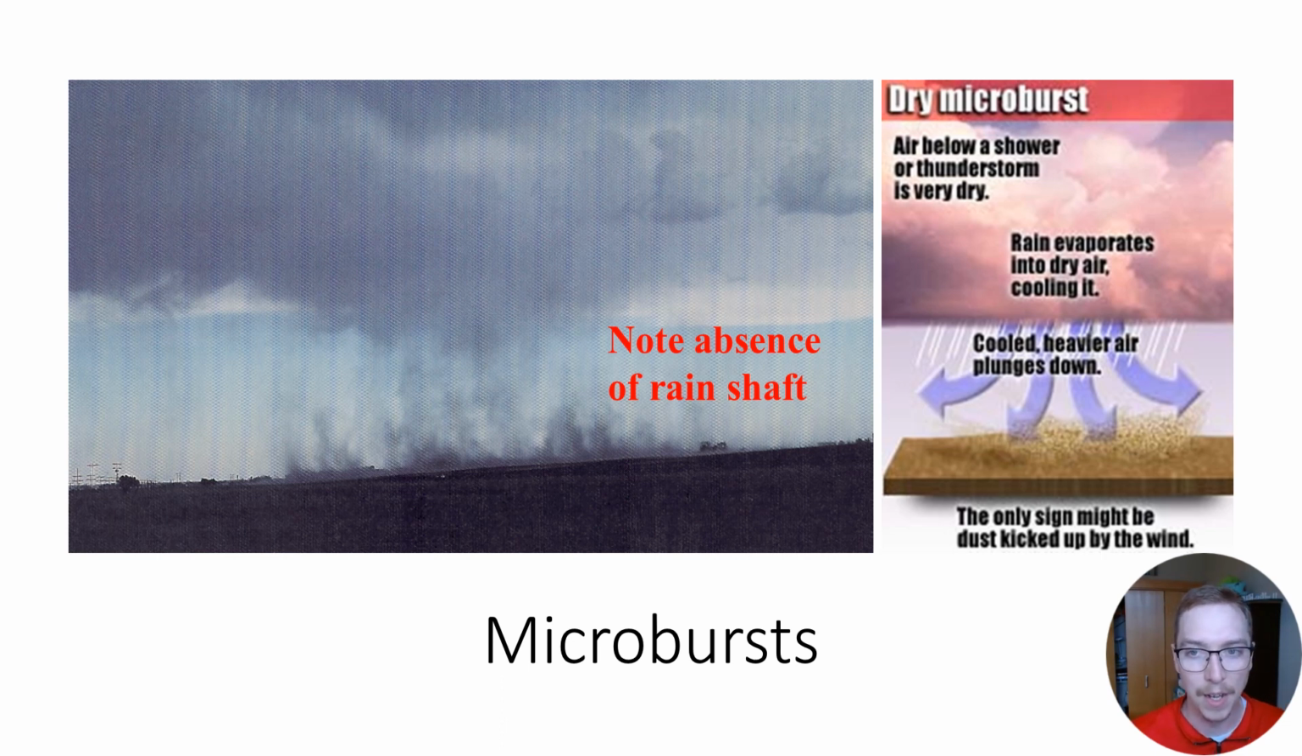Or here we can see the example of a dry microburst. So we see there's no rain shaft, no rain coming down, but we are seeing dust being kicked up. So we can see air below that shower thunderstorm is very dry, kind of plunging that cooled air down. So it can initiate certain dust storms kind of on the leading edge of a storm or a thunderstorm. We call those haboobs. We'll probably talk about those here in our next set of lectures when we talk about some extreme weather phenomena.